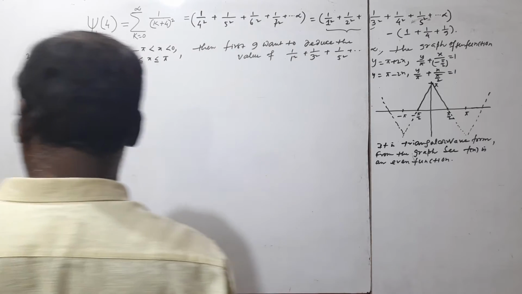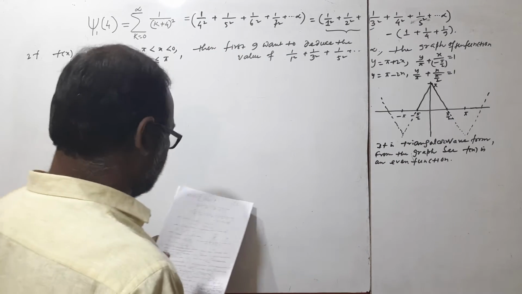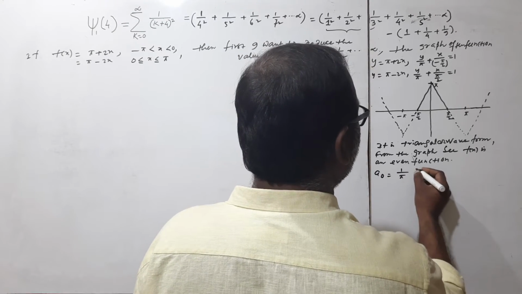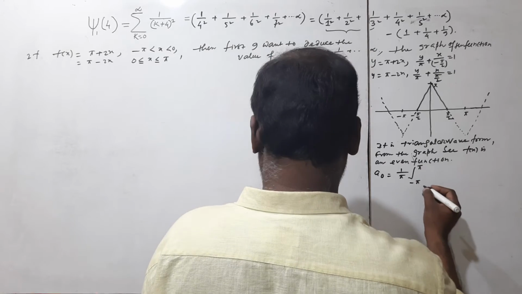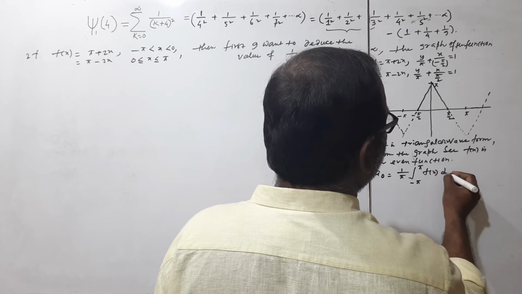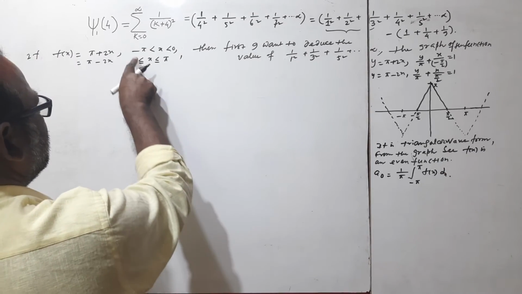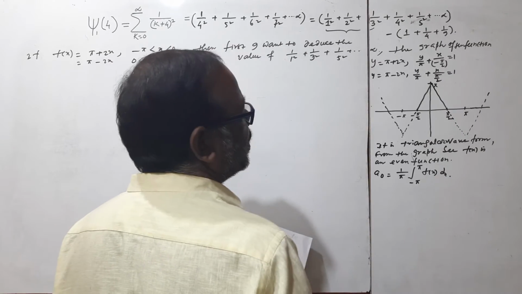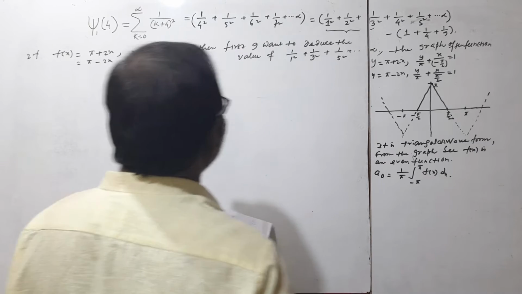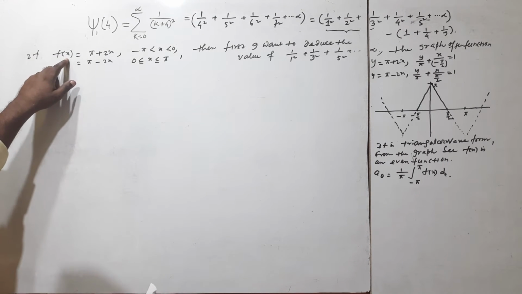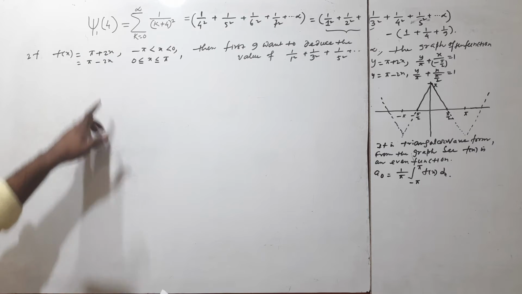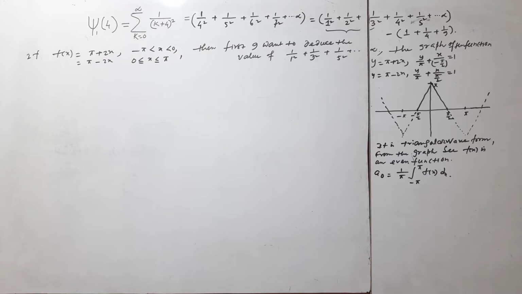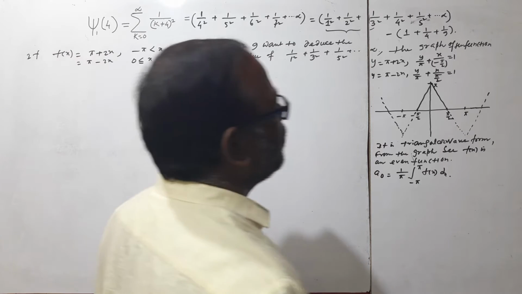So now first we find the value of a naught. A naught is equal to 1 by pi, integral from minus pi to pi of f of x dx, which is actually defined from minus pi to pi. See, this is an even function. If we put minus x here, we get the same function, so that's why it's called an even function.